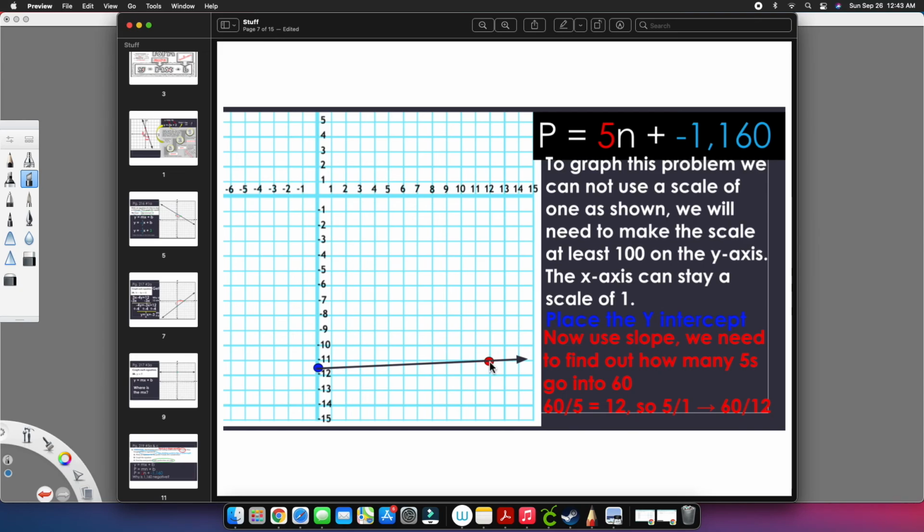So if I go by 5s and I go to 60, that would take 12 times. Because what I'm trying to do is get back to 1,100. That's why I'm going by 60. So, in order to go from this point back up to the 1,100, I'd have to go 12 slopes in a row in order to do that. So, 12 slopes in a row, and I'd have to go over here to 12 on the bottom because it's 5 over 1, which turns into 60 over 12.